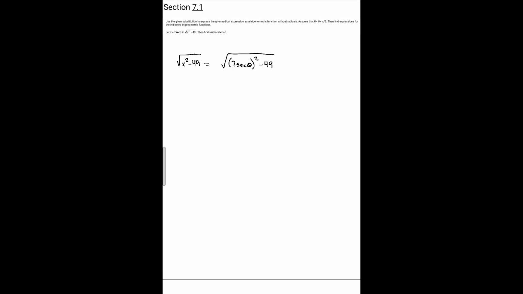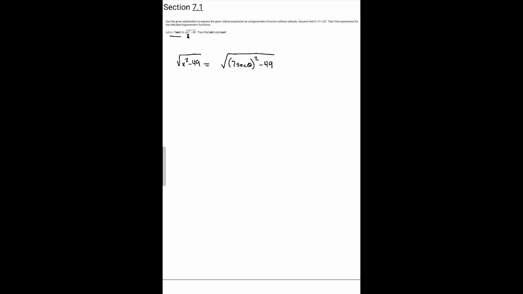So what we're going to do is let x equal 7 times the secant of theta in the square root of x squared minus 49. Then we're asked to find the values for the sine and cosine of our angle. So here, we're going to make our substitution. We're going to set the square root of x squared minus 49 equal to the square root of (7 secant of theta) squared minus 49. In other words, on the right side, we substitute x equals 7 secant of theta into the x squared part. Okay, so that's what we have on the right side.